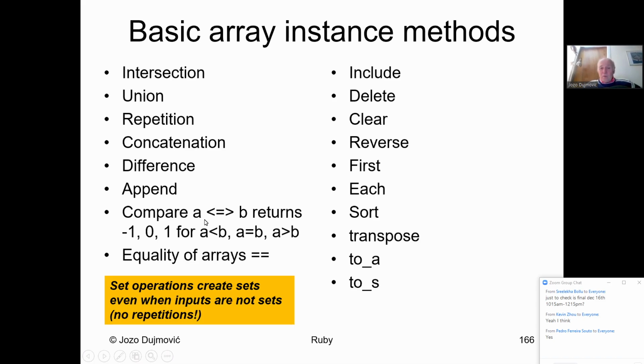The matching operator returns -1 if A is less than B, 0 if they are the same, and +1 if A is greater than B. If A is greater than B, it returns 1. If it is less than B, -1. If it is equal, 0. Or nil if they are not comparable. You can also equate arrays to see whether they are the same or not.